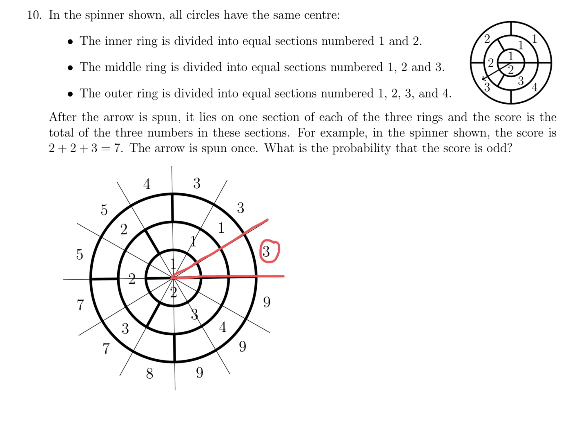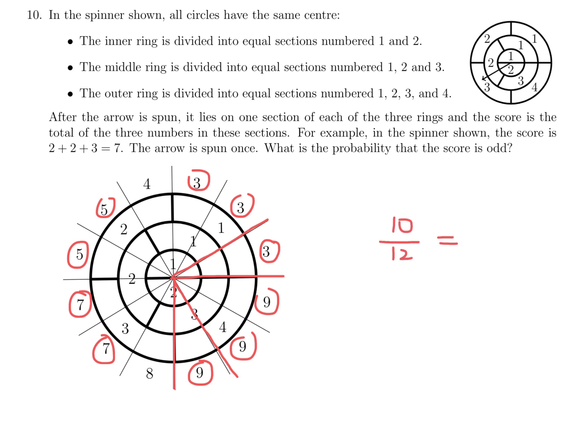We can do this sum another way. Like, let's say this section here. The inner circle, 2. The middle circle is 3. And the outer circle is 4. So 2 plus 3 plus 4 is 9. That's why they got 9. So they're saying, what is the probability that the score is odd? Well, I'll circle all the odd sums, and in 10 of those 12 sections, the sum will be odd. So that basically, of course, in lowest terms is 5 over 6.